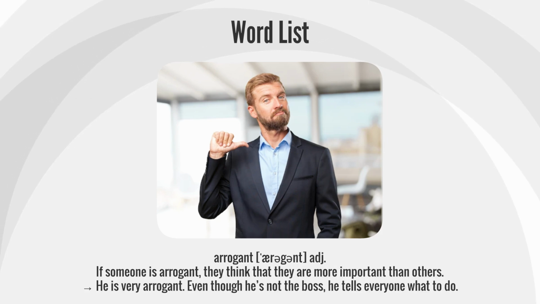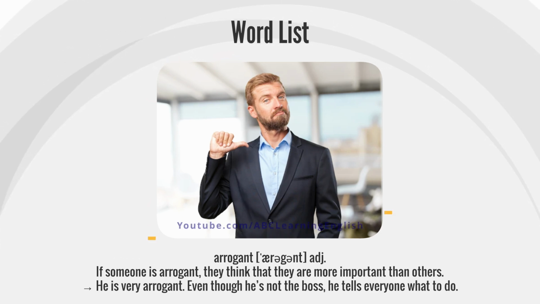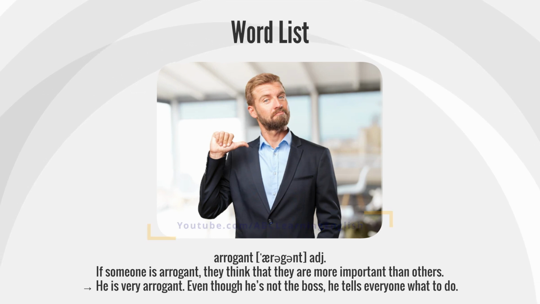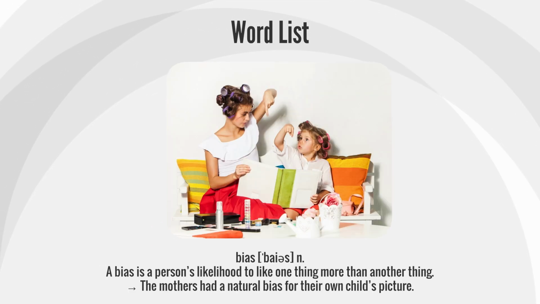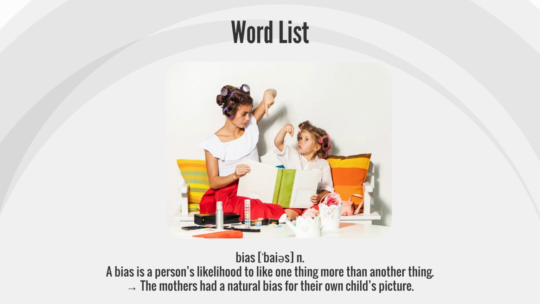Arrogant. If someone is arrogant, they think that they are more important than others. He is very arrogant. Even though he's not the boss, he tells everyone what to do. Bias. A bias is a person's likelihood to like one thing more than another thing. The mothers had a natural bias for their own child's picture.